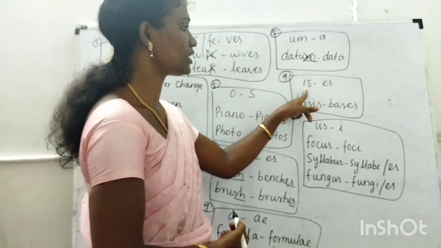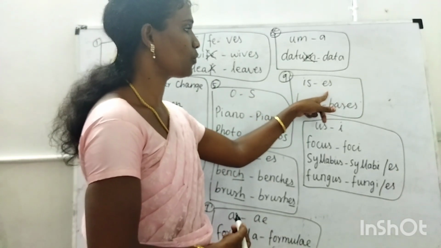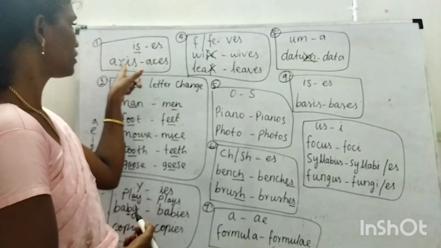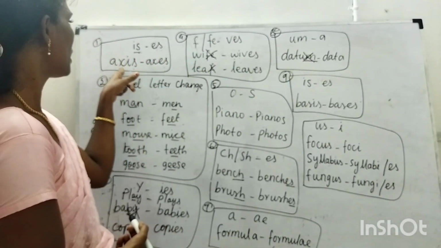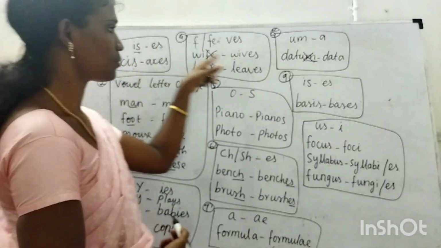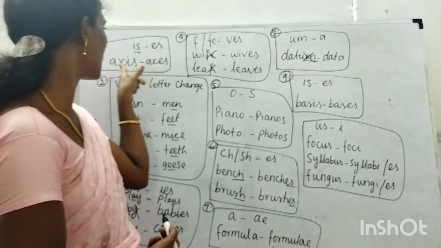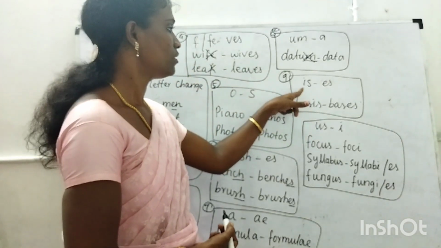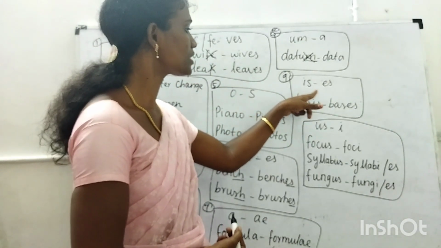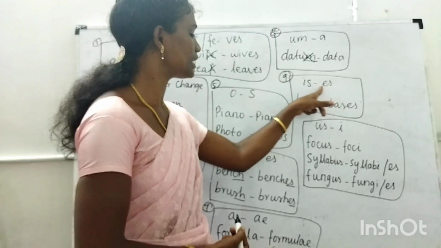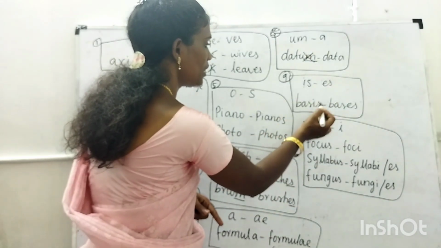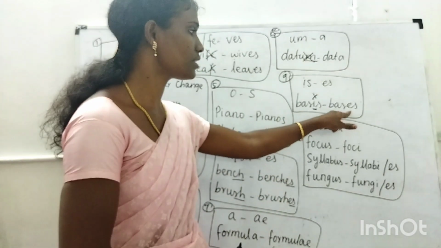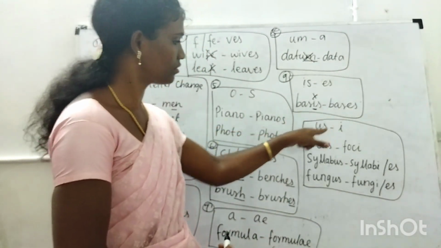Next, tip 9. If the word finishes with is, the plural form will be es. First one we have seen the same thing. Axis, axes. That same rule is followed here also. The singular has the i form, and the plural has the e form. So if the word finishes with is, the plural form will be es. This i will be removed, and e is added.